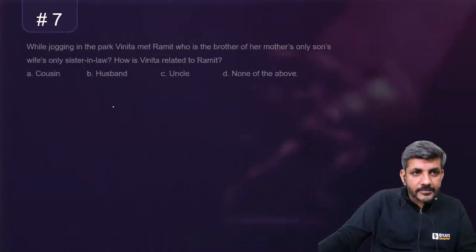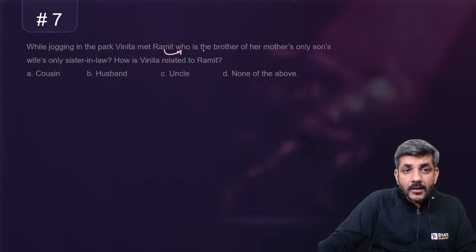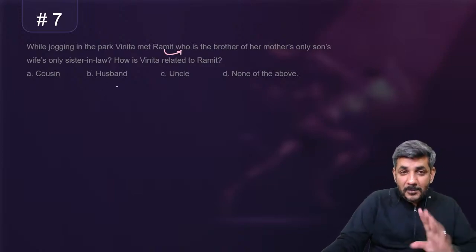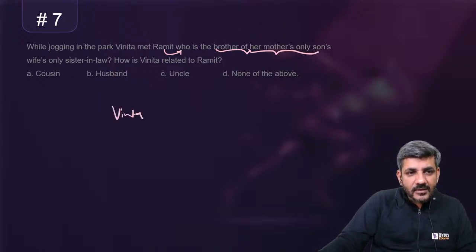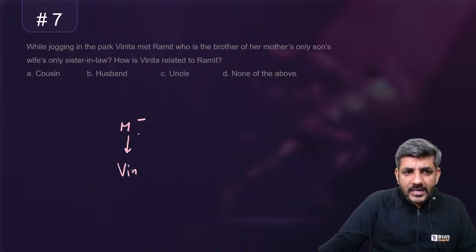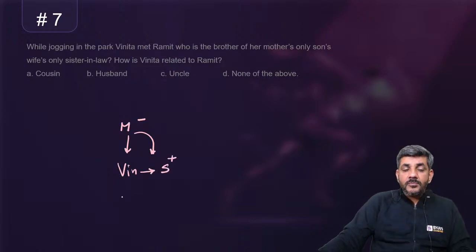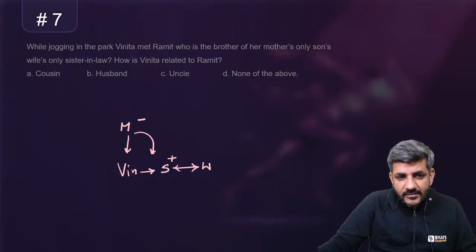Let's start talking about it. While jogging in the park, Vinita met Ramit. Who means Ramit? Is the brother of her mother's only son's wife's only sister-in-law. By God, it's a big thing. So we have to do this. Brother of her mother's only son. First of all, Vinita is there. Her mother, right? Let's call it M. Mother's only son. So her mother's only son, can I say, would be Vinita's brother. Vinita's brother would be her mother's only son. Son's wife. So son's wife is there.